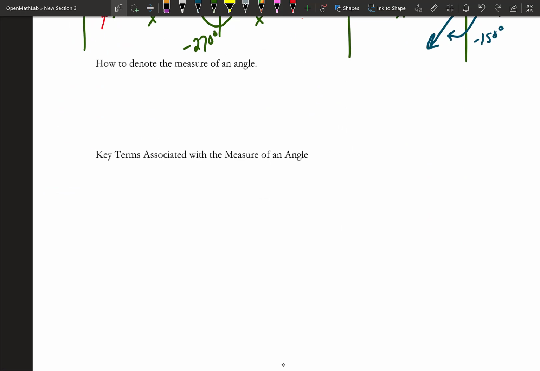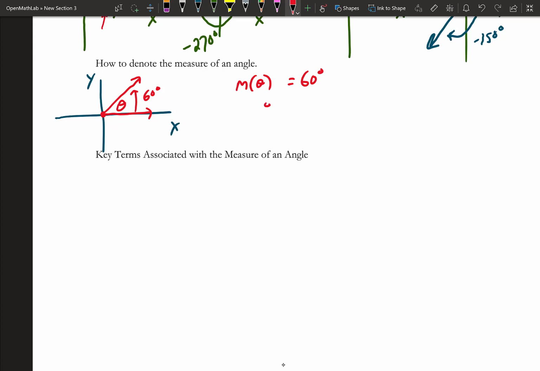So how to denote the measure of an angle? Let me show you this. Let me just draw a situation in here. If we have an XY plane, maybe we have an angle theta, which looks something like this. And let's say this measures 60 degrees. Some ways we can denote this is we can say the measure of angle theta equals 60 degrees, or we can just say that theta equals 60 degrees.